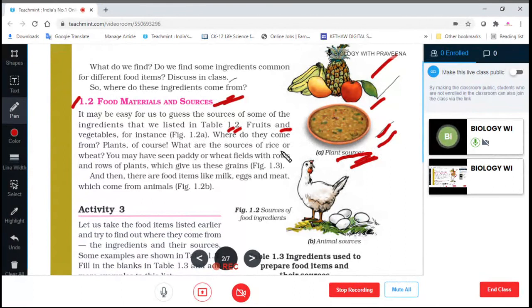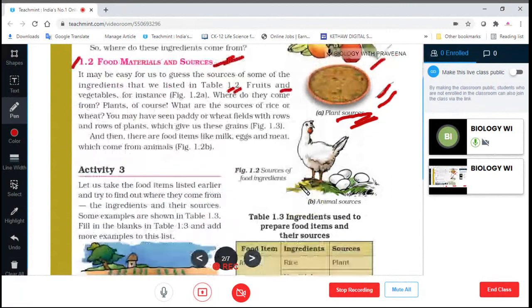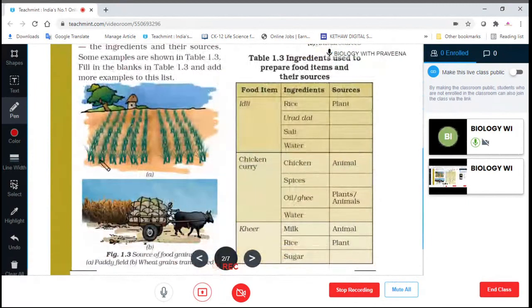What are the sources of rice or wheat? These are grown in fields with rows and rows of plants. You may have seen paddy or wheat fields with rows and rows of plants, which give us these grains. Figure 1.3 shows the plants in rows.